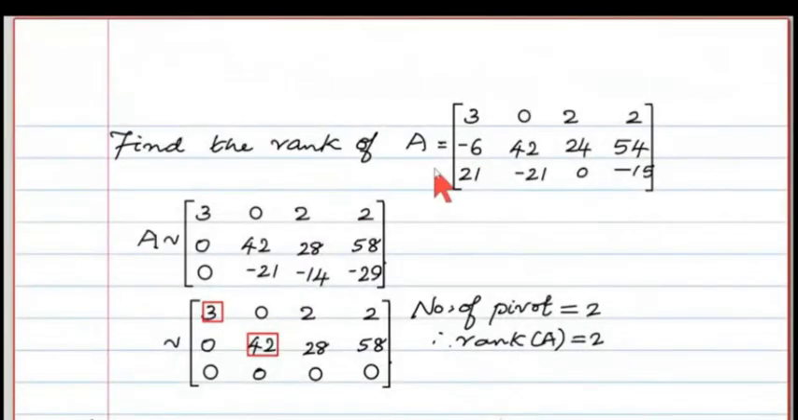Find the rank of A. This matrix is this one. After this, we are going to find the reduced echelon form. We will get finally this matrix. So here the number of pivot elements is 2. So the rank of this one is 2.